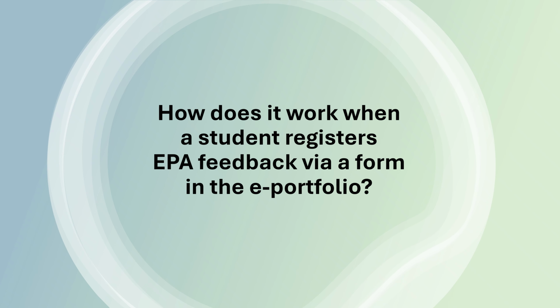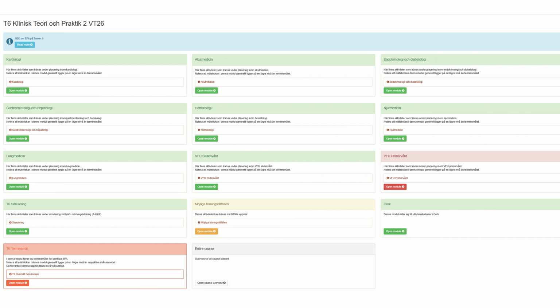How does it work when a student registers EPA feedback via a form in the ePortfolio? This is what the home page looks like when a student has logged into their ePortfolio. All forms are found inside each module.